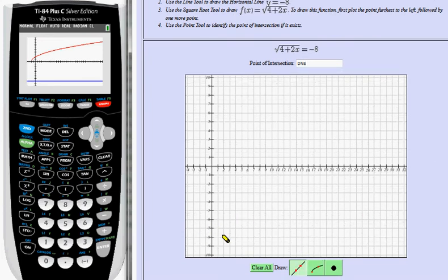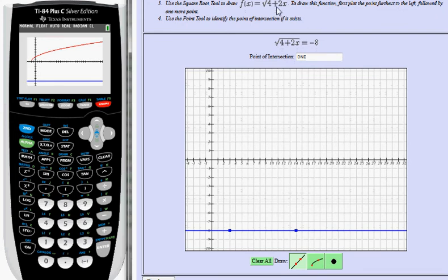To graph y equals -8, we're trying to emulate this blue line down here. So pick any point that would lie on the horizontal line through -8. Click and hold the mouse button down. Move either left or right till you get a horizontal line. Let go, and you're done with that part. Part 3 says use the square root tool to draw the radical function.